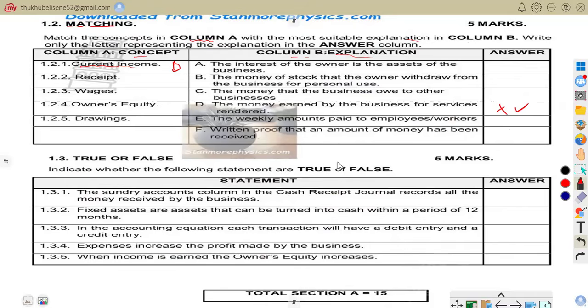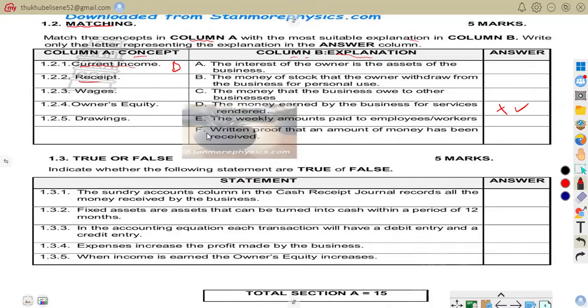So current income is money earned by a business for services rendered or goods sold. For example, a hair salon receives 800 from customers for haircuts. That is the service that they render for cutting the hair. So that money goes under current income.